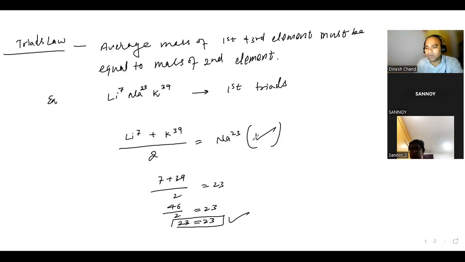What could be the reason why the model failed? Because this could accommodate only a certain number of elements; this rule could not define all the elements. Because in many triads he gave, the average mass was not coming the same. That is why the model failed.